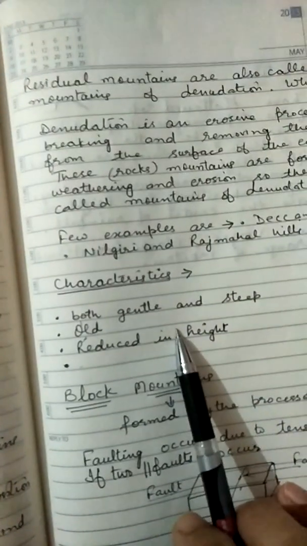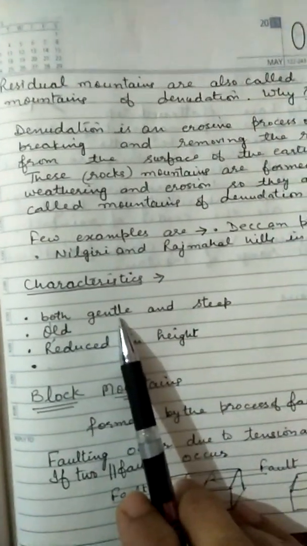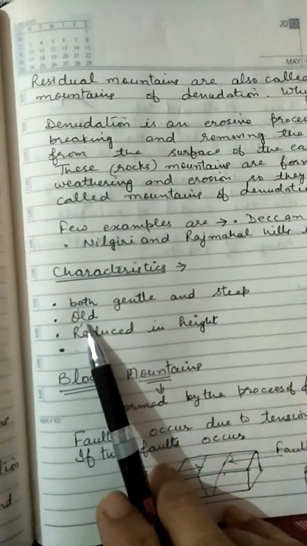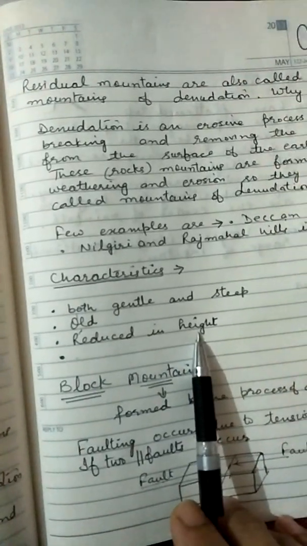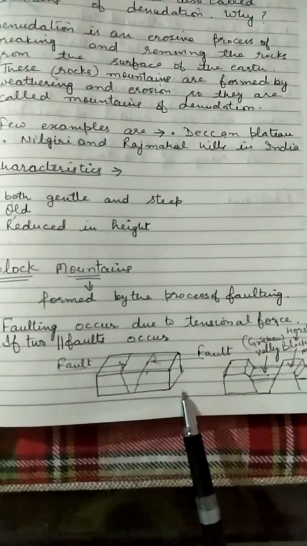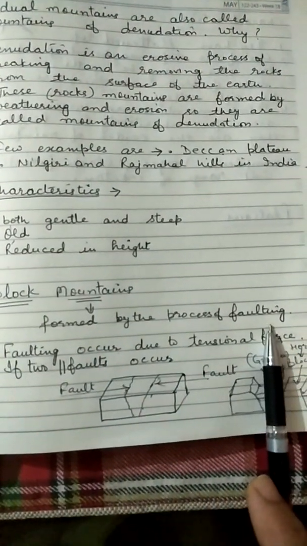What are the characteristics of residual mountains? They have both gentle and steep slope. They are very old and they are low in height. Next type of mountain is block mountain. Block mountains are formed by the process of faulting.